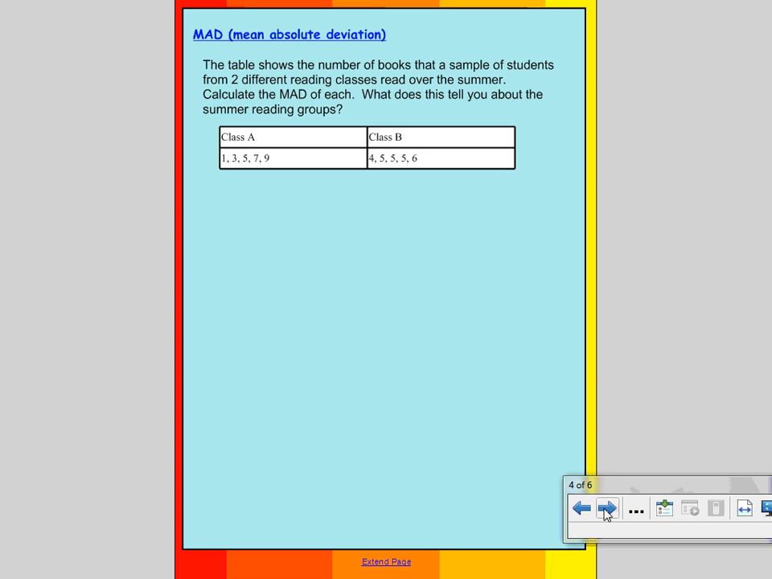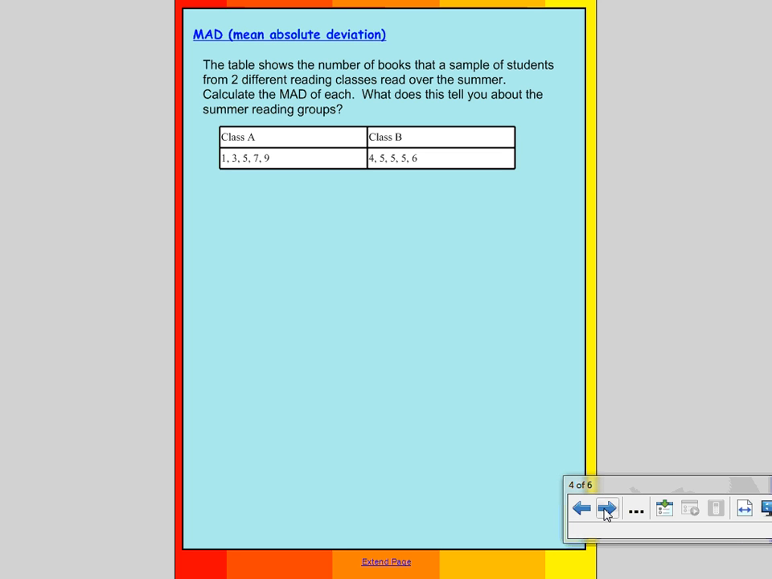Moving on. Alright, MAD. The table shows the number of books that a sample has finished in 2 different reading classes over the summer. Calculate the MAD of each. What does this tell you about the summer reading group?